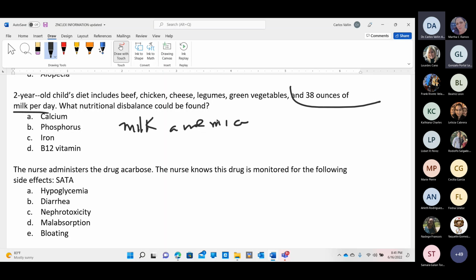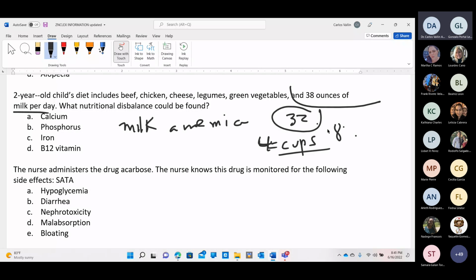No more than 32 ounces per day. That is 4 cups, and each cup has 8 ounces. 4 times 8 is 32. This is the maximum.